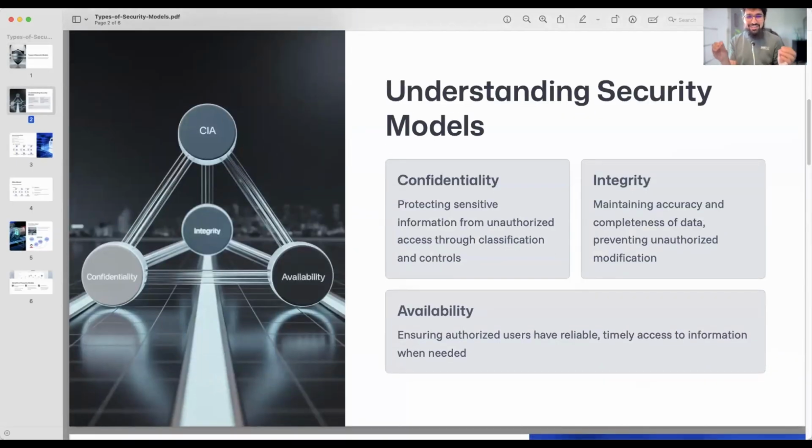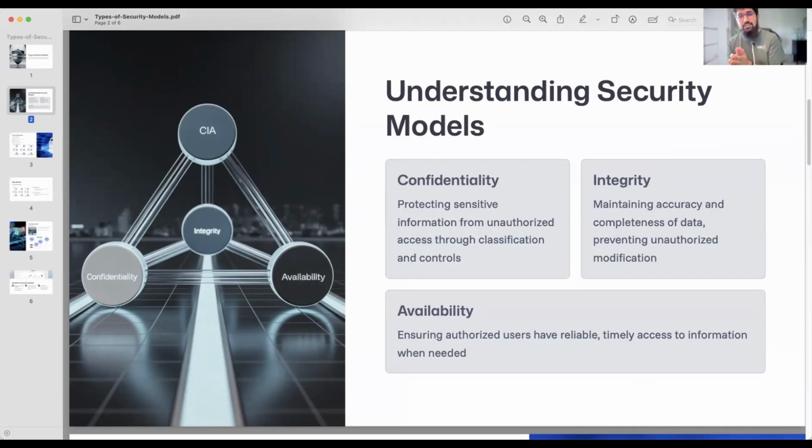When I say CIA, it's not the spying guy. CIA is confidentiality, integrity, and availability. Confidentiality, as we all know, ensures that sensitive information is accessible only to authorized individuals, preventing unauthorized access to protect our data through classification mechanisms and access controls, right?